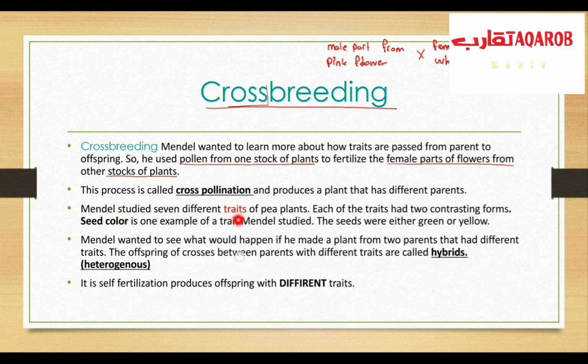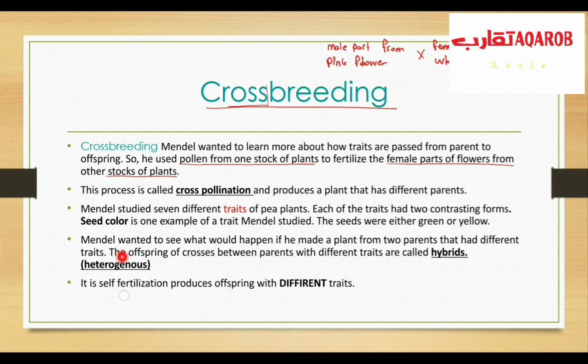Mendel studied 7 different traits of pea plants. Each of the traits had 2 contrasting forms. For example, seed color is one example of the traits Mendel studied. The seeds were either green or yellow, so he studied the seed colors, and we have 2 options of seed color, either green or yellow.